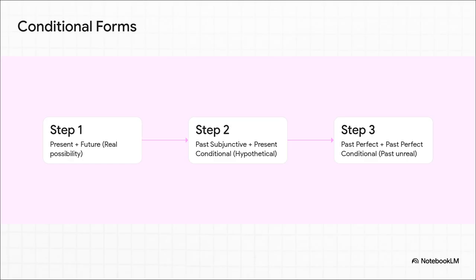The first one is for stuff that's a real possibility, something that might actually happen in the future. The second is for unreal hypothetical stuff, kind of like daydreaming. And the third one is super cool. It lets us look back and speculate about how the past might have been totally different.